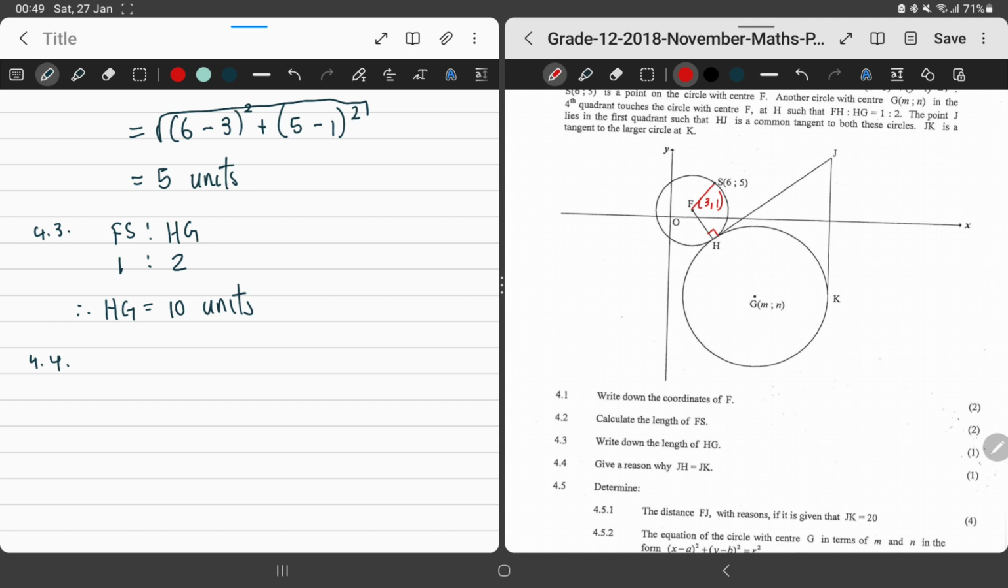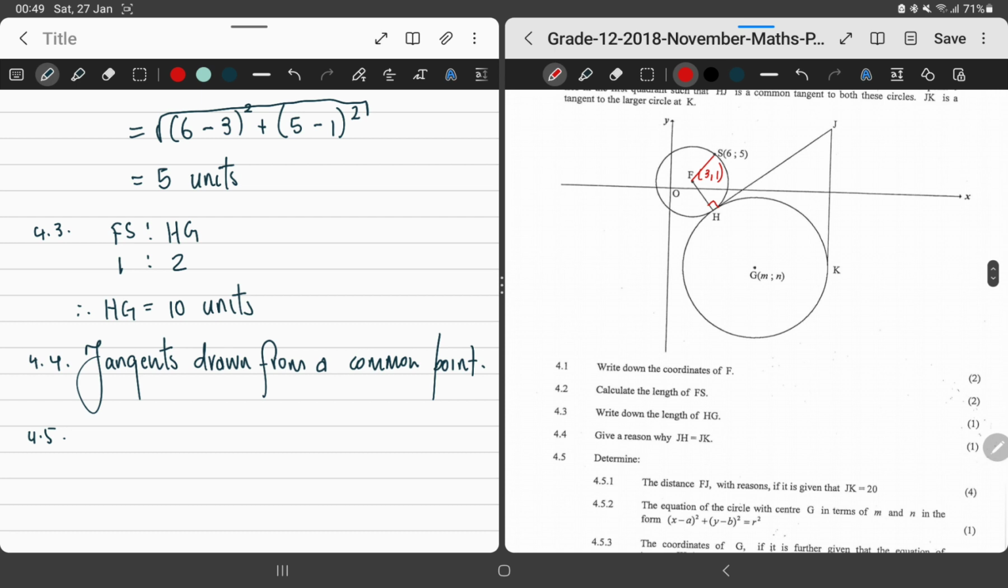4.4. Give a reason why JH is equal to JK. This is because they are tangents drawn from a common point to the circle.